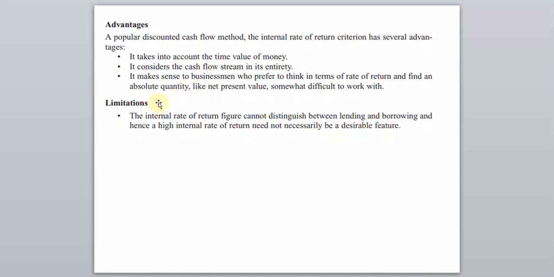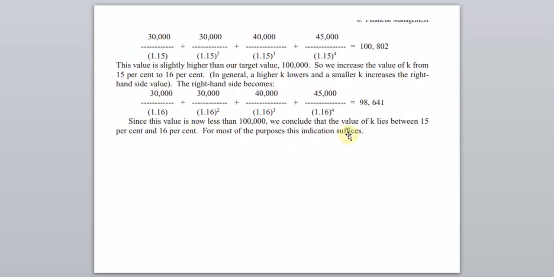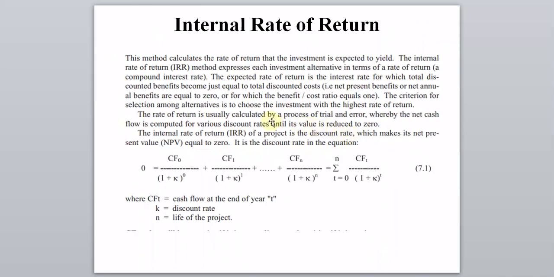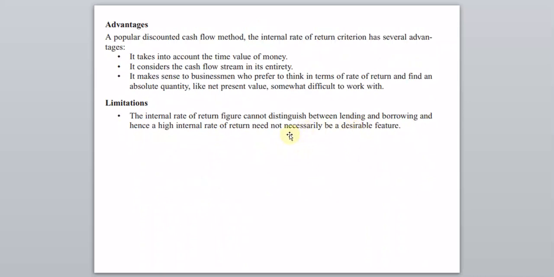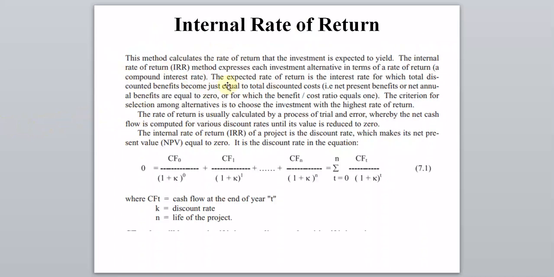Now there are limitations, or disadvantages. The internal rate of return figure cannot distinguish between lending and borrowing, and hence a high internal rate of return need not necessarily be a desirable feature. We have already seen that they told us there should be a high rate of return, but in some cases it is not desirable to always have a high internal rate of return. That is only the limitation. Mostly there are advantages of this method. So this was about the internal rate of return.